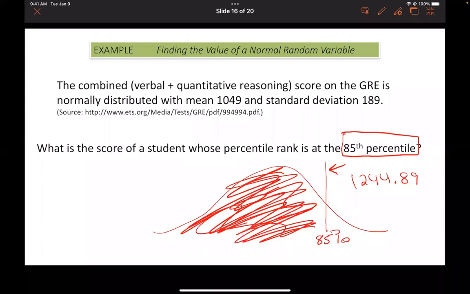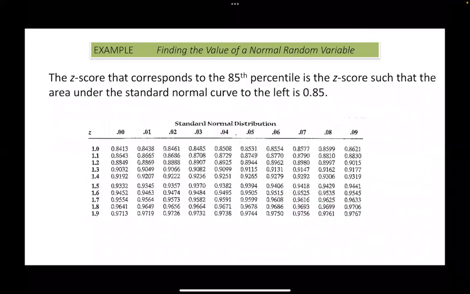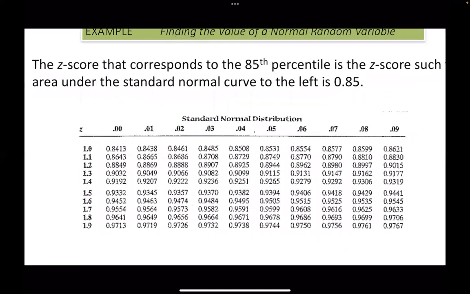Let's do another example. Actually, let me show you this first. If you were using your Z table, which I really don't recommend, this is my Z table. Remember, the Z table gives you the area to the left of your Z score. So I would look at my Z table for the value that's really close to 0.85. Notice right here, I have 0.8485 and I have 0.8508. This one is a little bit closer, so that's the one I would choose.